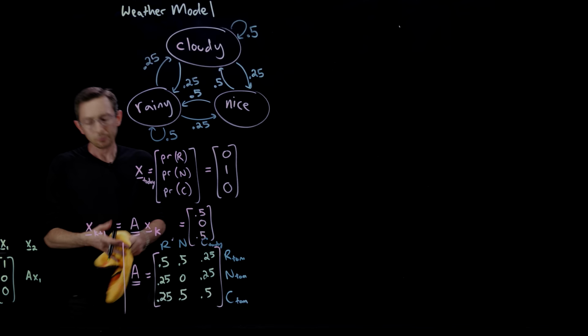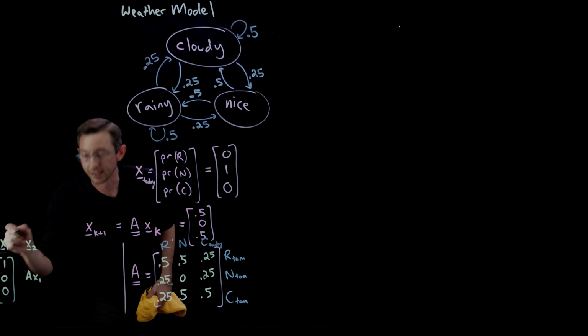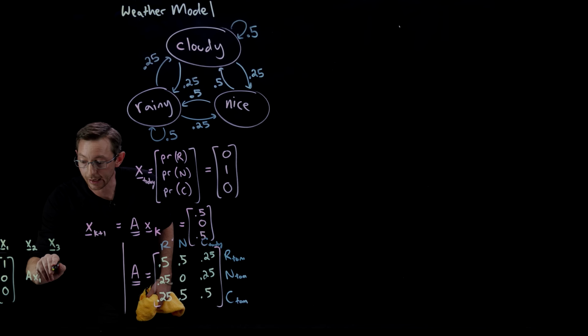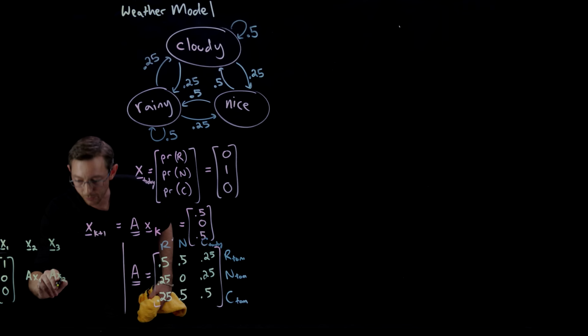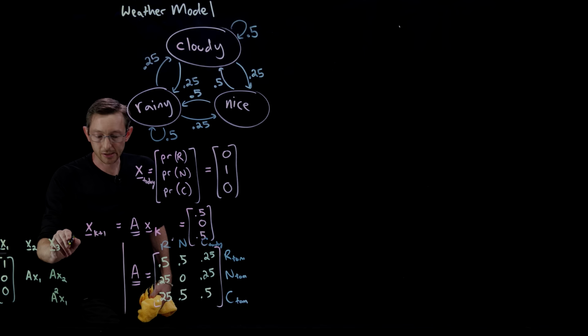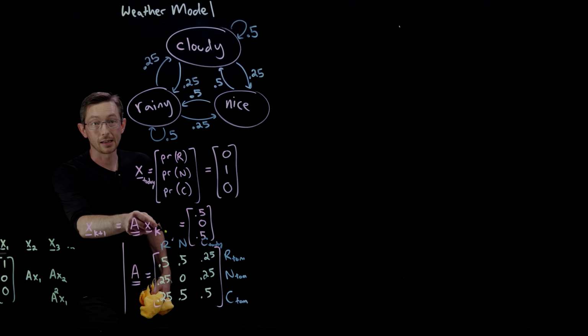And then if I want to know the probability of the weather two days from now, on day three, where today is day one, then x3 is going to be A times x2. Again, I take my day two and multiply it by A to get day three, which we know is A squared times x1. And so on and so forth. If I want day four, it's A times x3. If I want day five, it's A times x4, and so on. And I can get this for any number of days I like, up to big N.